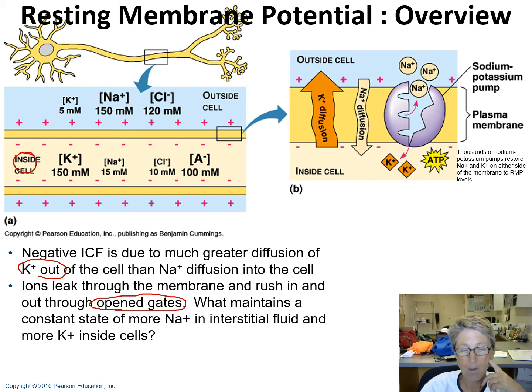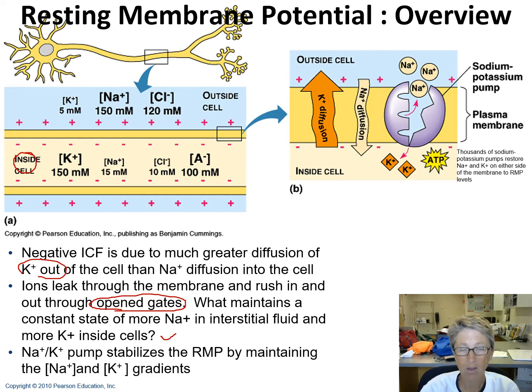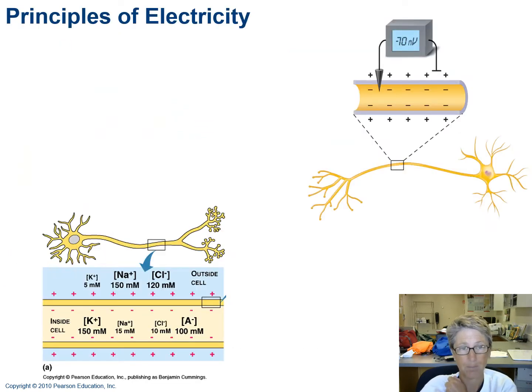And then I asked, what maintains a constant state of sodium concentration greater on the outside and potassium on the inside? That would be the sodium-potassium pump. That's this big purple thing here. So if the membrane depolarizes and repolarizes, like during an action potential, the sodium-potassium pump is always there to reestablish the fact that there's more sodium on the outside of the cell than inside the cell, and more potassium on the inside of the cell than outside of the cell.